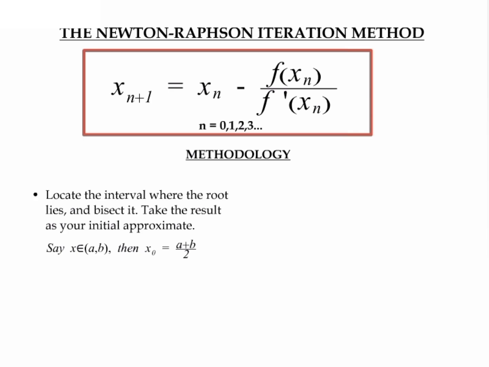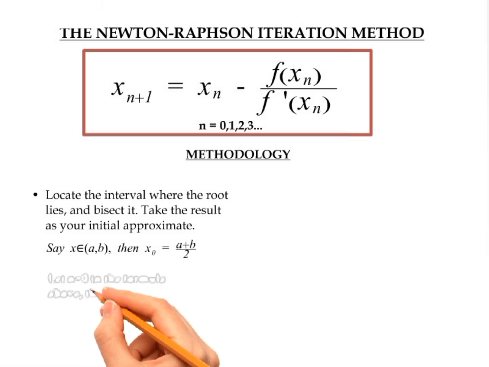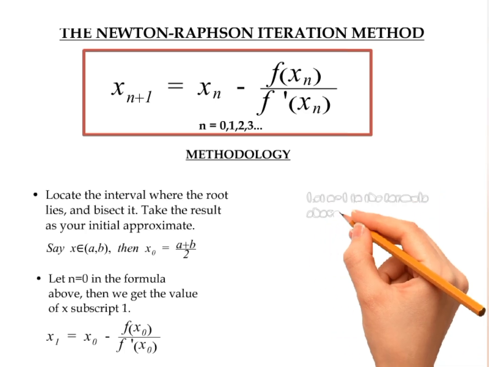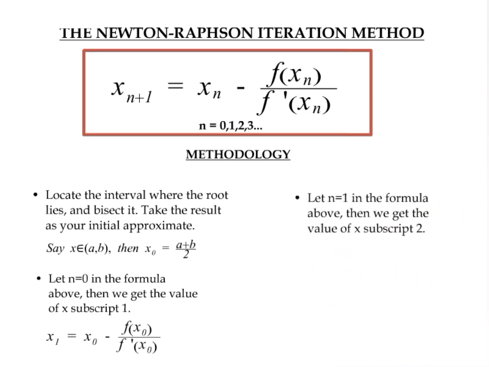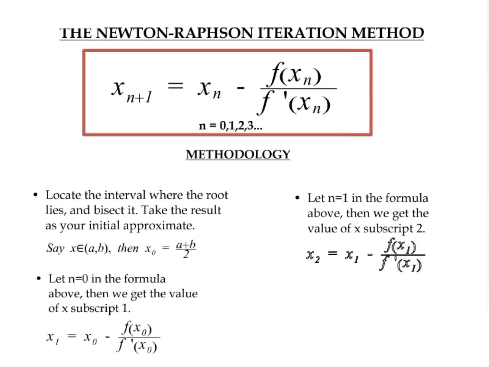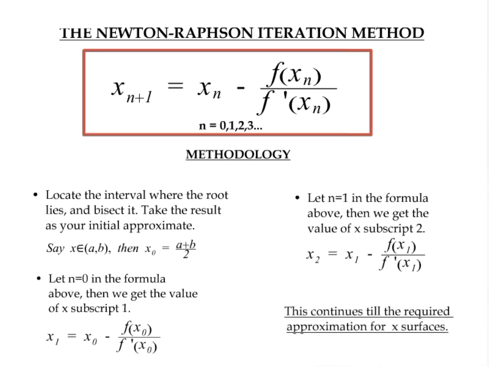After putting this in place, you go back to the formula and substitute n with 0. With this, we get the value of x subscript 1. x sub 1 equals x0 minus f0 over f0 prime. Also, if you substitute n with 1 in the formula, you get the value of x sub 2 in terms of x sub 1. This gives x sub 1 minus f sub 1 over f sub 1 prime. To get the next, we substitute n with 2. Then we get x sub 3. This method continues till we arrive at the desired approximate.